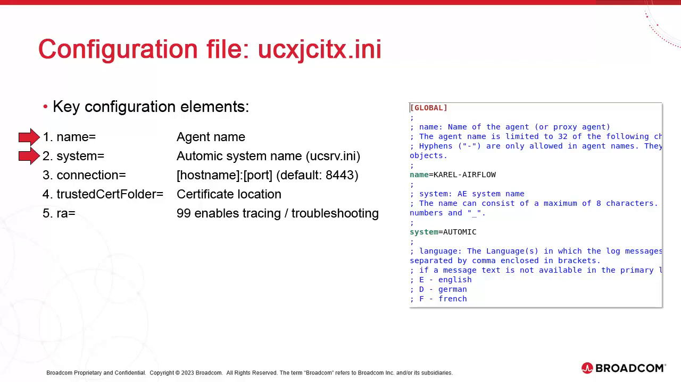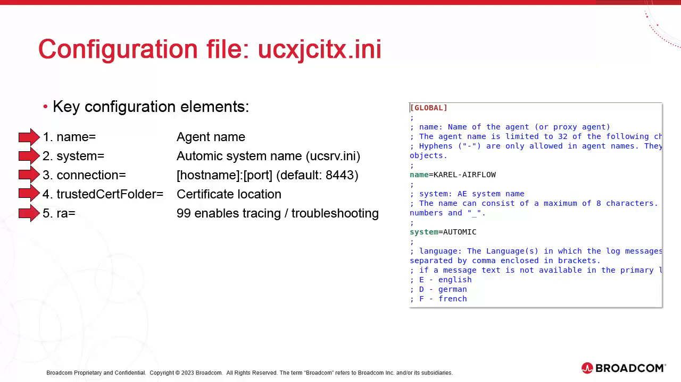System equal is the name of the Automic system. It should match the engine's ucsrv.ini file. This is true for all agent types. Connection equal is the host name or DNS name and ports. The default port is 8443. You can use trusted cert folder equal to point to the location of the TLS certificate. If you've employed another method, like a commercial certificate and the CA cert file, then you should use that instead.